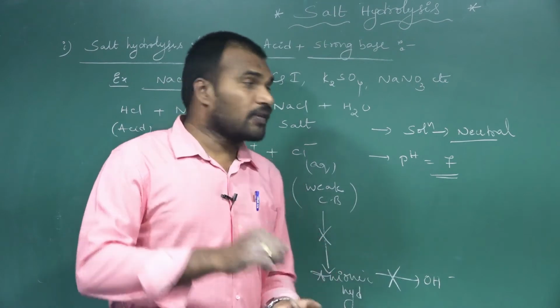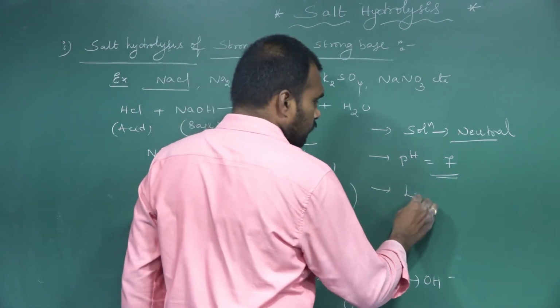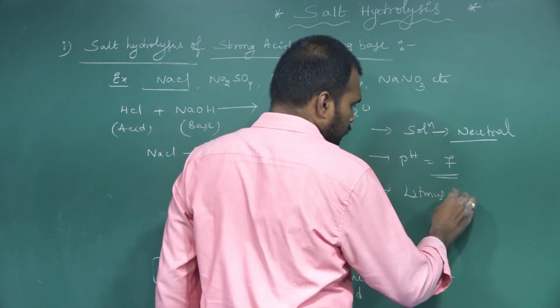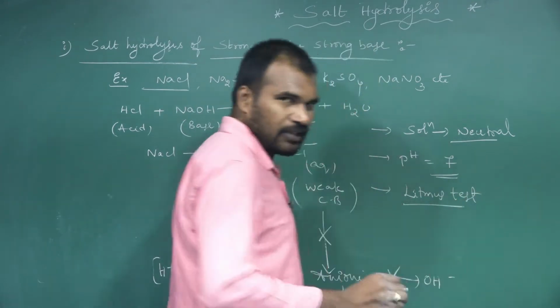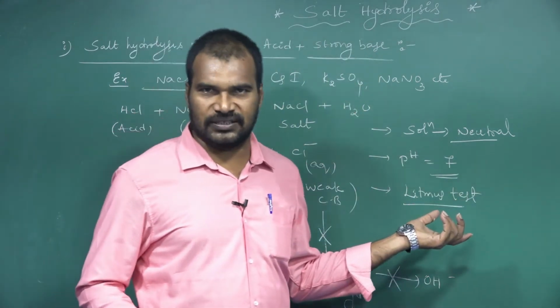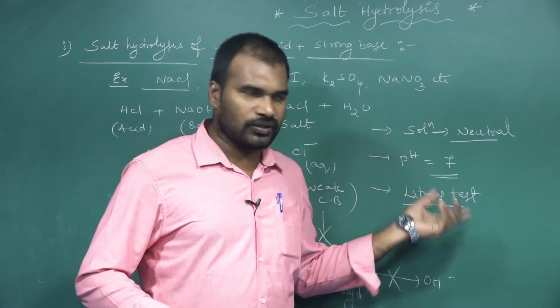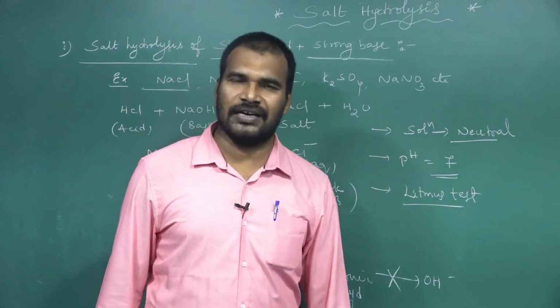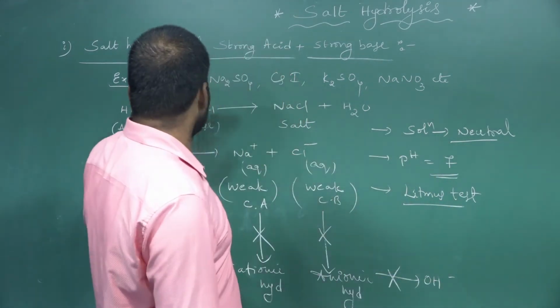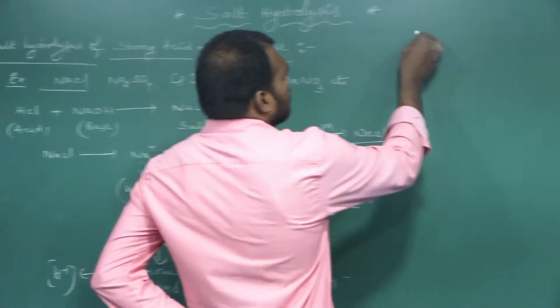And there was no change in the color of litmus paper. Why? Because it is neutral. So for neutral there was no change in the color of litmus paper. So this is the first one. Let us move to the second one.